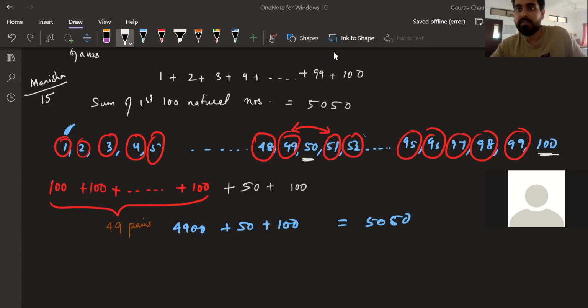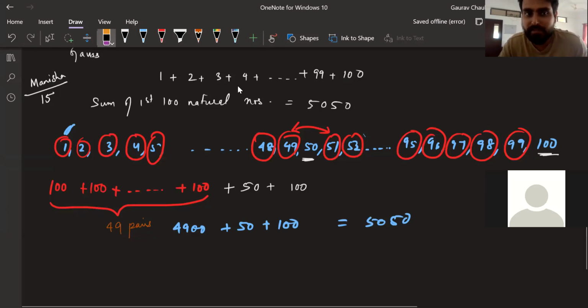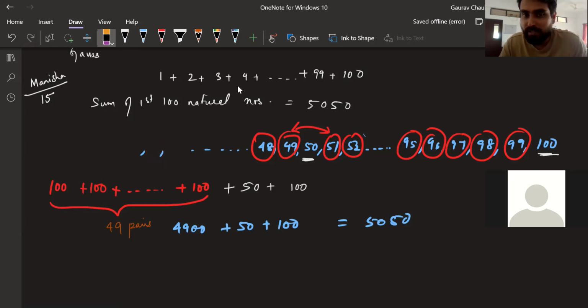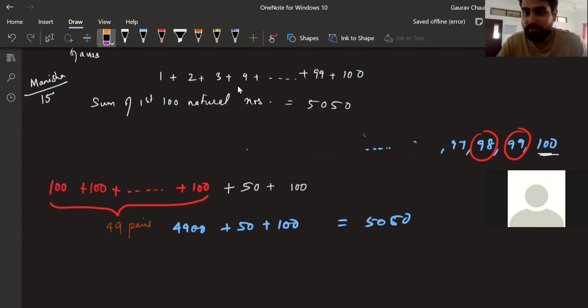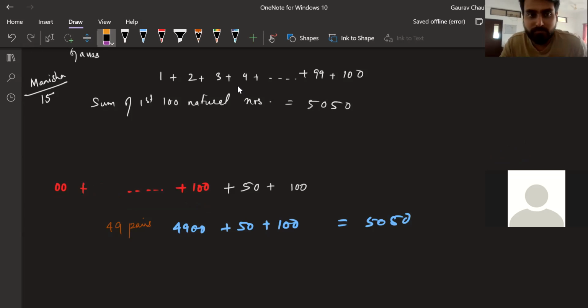Now I'm going to use a similar logic, but in a slightly different way. Same exact thing Manisha did, but how I'm going to do it, I'm going to show that to you. Actually, this is how Gauss also did it. Probably, I don't know, he might have used Manisha's method or what I'm doing here.